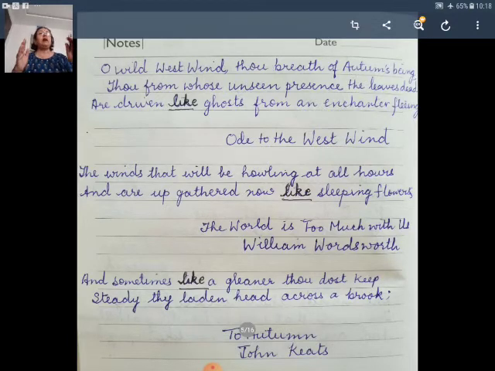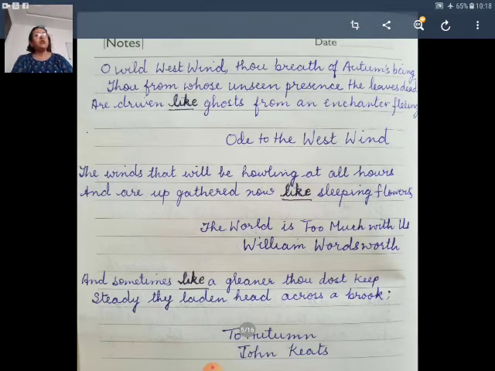So when we come to the Ode to the West Wind, I will be able to explain to you easily what a simile is. Next is the poem The World Is Too Much With Us by William Wordsworth. The winds that will be howling at all hours and are up-gathered now like sleeping flowers. This we have already discussed.